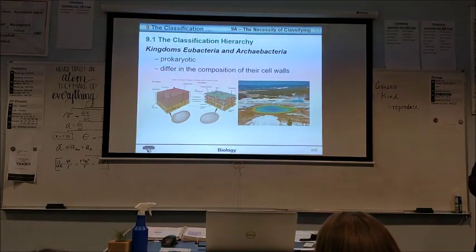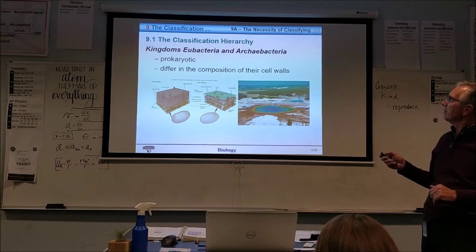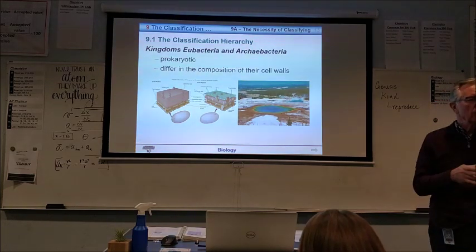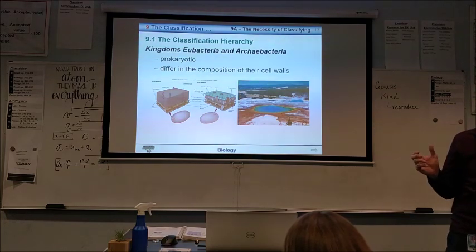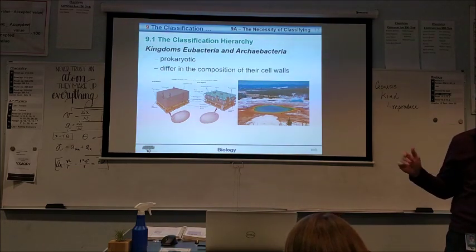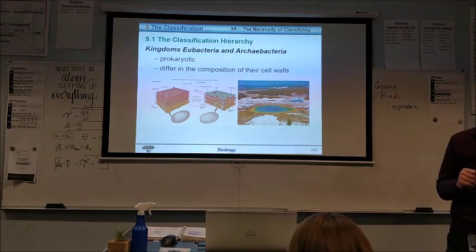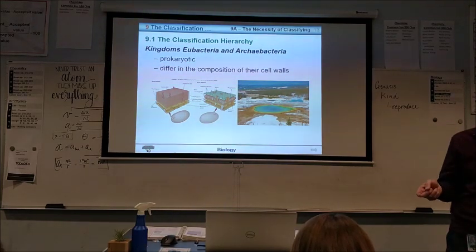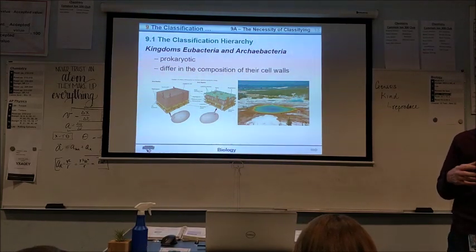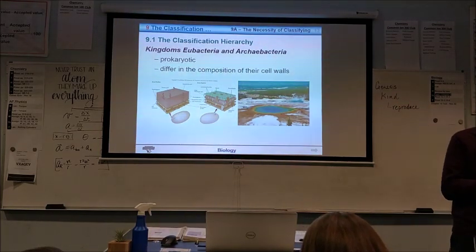And the only way that they differ, actually, is in what their cell wall is made out of. The archaebacteria don't have a certain chemical in their cell wall called peptidoglycan, a long name. But eubacteria does have that chemical in its cell wall. That's kind of like the distinguishing characteristic. So if we find a bacteria and it has peptidoglycan in the cell wall, then we know it belongs to eubacteria.